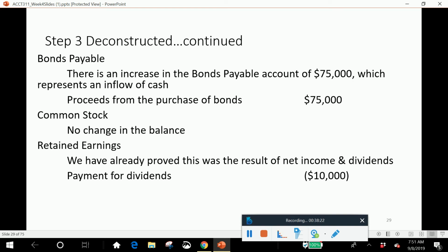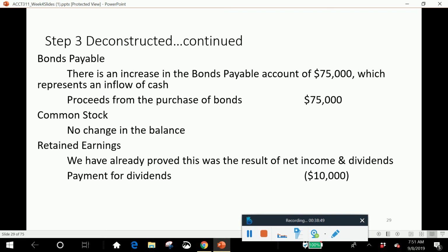Okay, now if we move on to our financing activities, for bonds payable, there was an increase of $75,000, which we're going to say then is proceeds from the purchase of a bond. Common stock, there was no change in that balance, and retained earnings, we've already proven that that was the result of net income and dividends, so we're going to show the payment for dividends of $10,000 here.